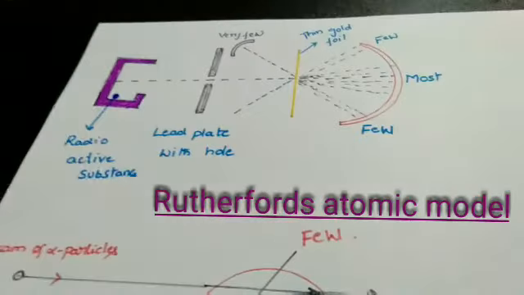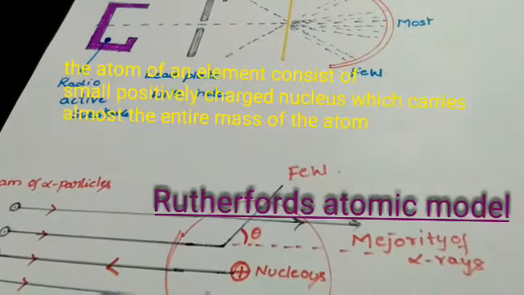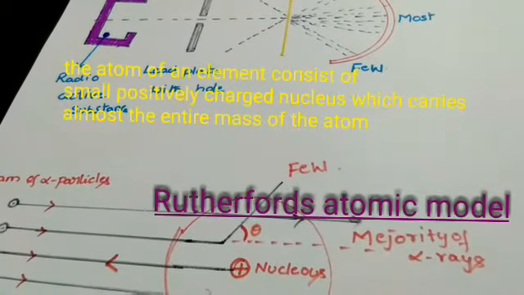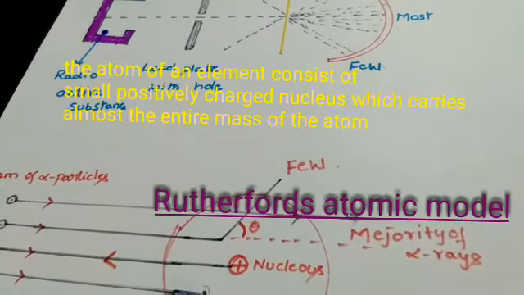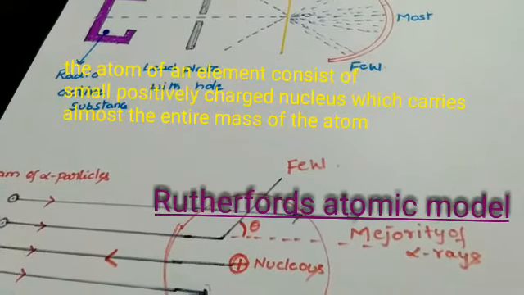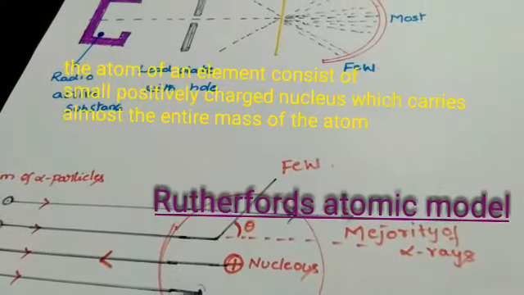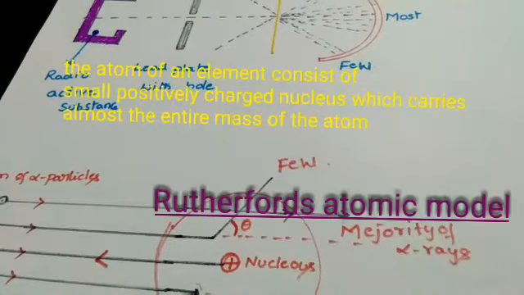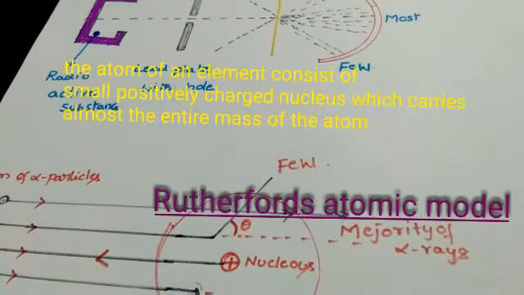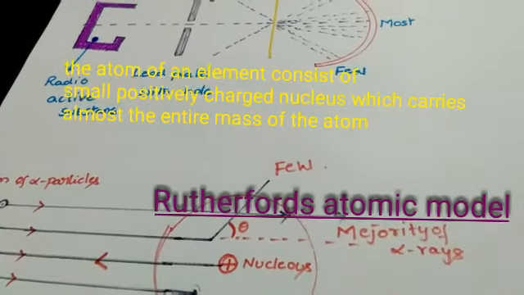The main features of Rutherford atomic model: the atom of an element consists of a small positively charged nucleus, which is situated at the center of the atom and which carries almost the entire mass of the atom. And the next one is that the electrons are distributed in the empty space of the atom around the nucleus in different concentric circular paths called orbits.